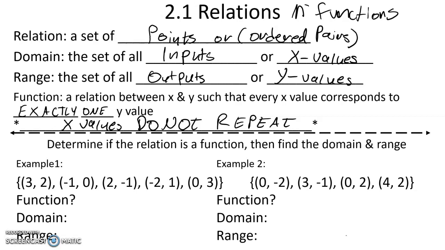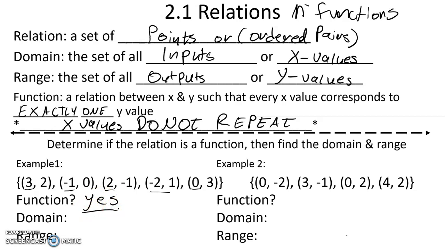So if we look down here at these first couple examples, for this first example, we want to know, is it a function, and then we're finding the domain and range. So what I'm looking for here is, look at these x values. So I got 3, -1, 2, -2, and 0. Do you see any x values there that repeat? Your answer for this one should be no. So there are no x values that repeat, which means that it actually is a function.